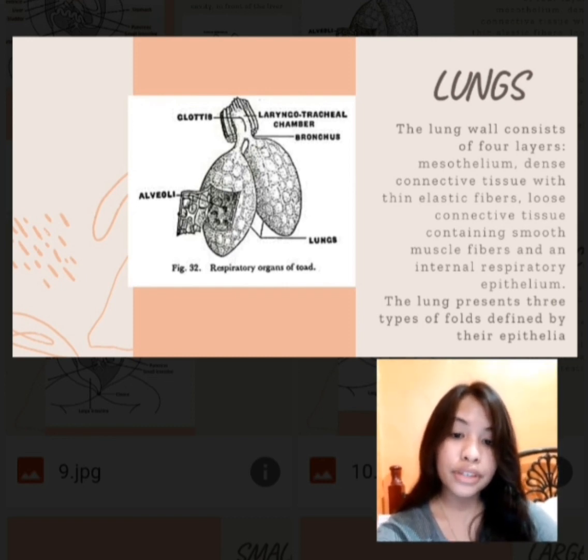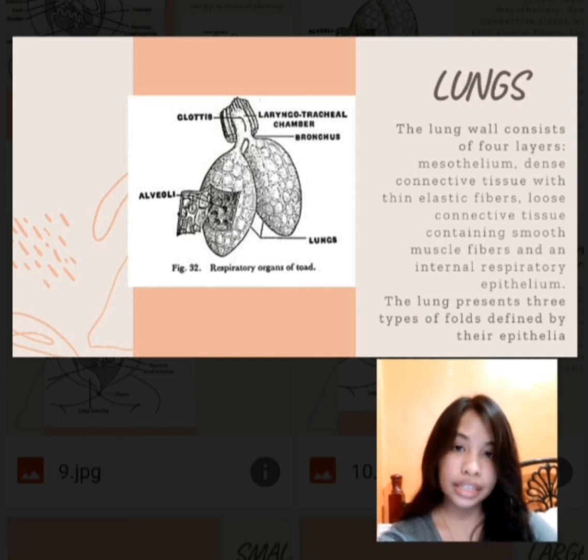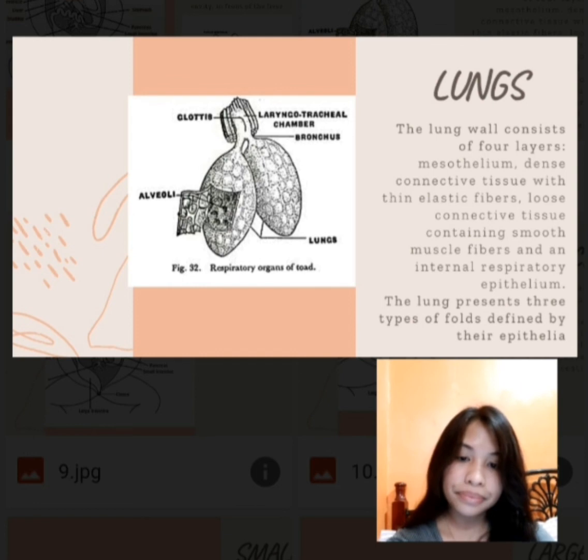Lungs. The lung wall consists of four layers: mesothelium, dense connective tissue with thin elastic fibers, loose connective tissue with smooth muscle fibers, and an internal respiratory epithelium. The lung presents three types of folds, defined by their epithelia.